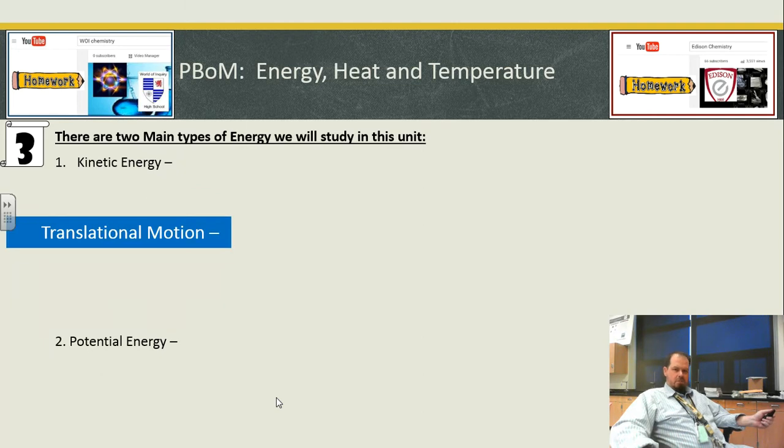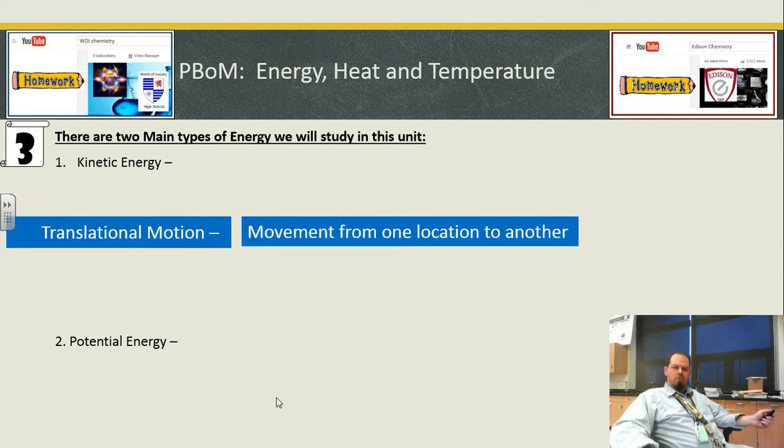First, translational motion. This is the one that moves from one location to another, like moving classes. If you go from one class to another, that is what's called translational, and you've heard that when you went to translate over the x-axis or over the y-axis in math.